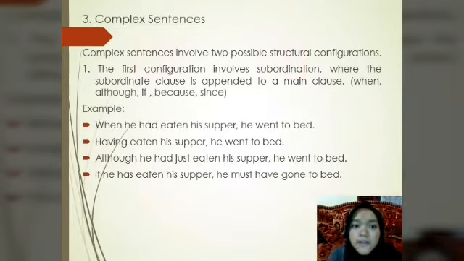The next is complex sentences. Complex sentences involve 2 possible structural configurations. The first configuration involves subordination, where the subordinate clause is appended to a main clause. For example, when he had eaten his supper, he went to bed. When he had eaten his supper is a dependent clause and he went to bed is an independent clause. When he had eaten his supper is appended to an independent clause.